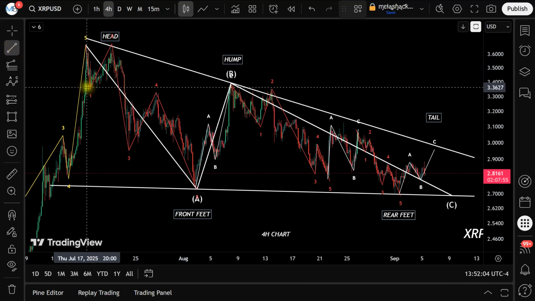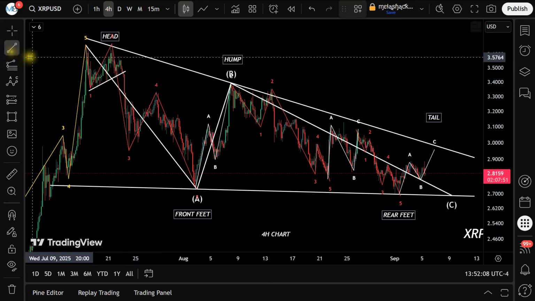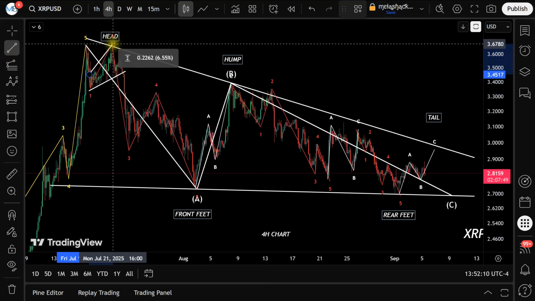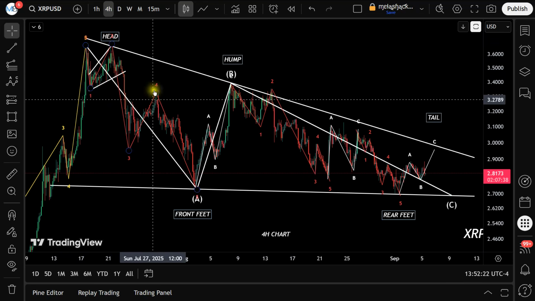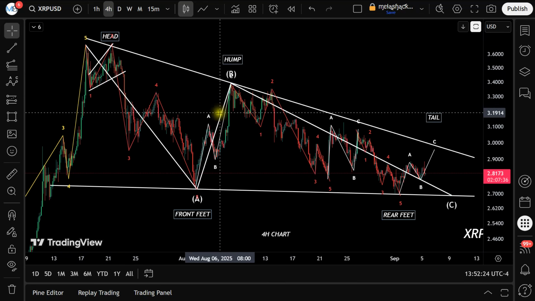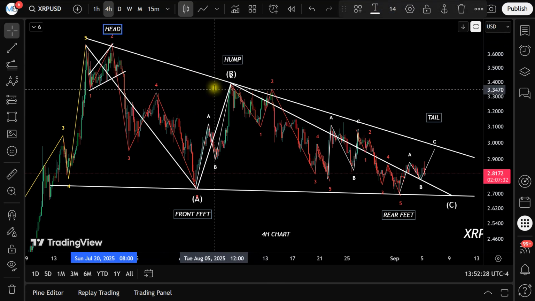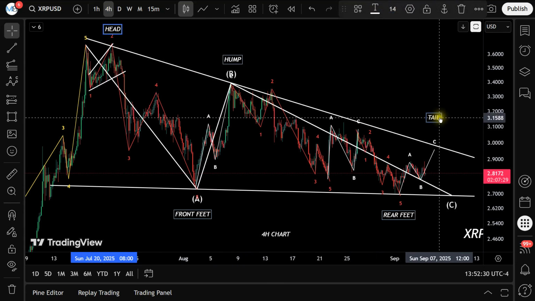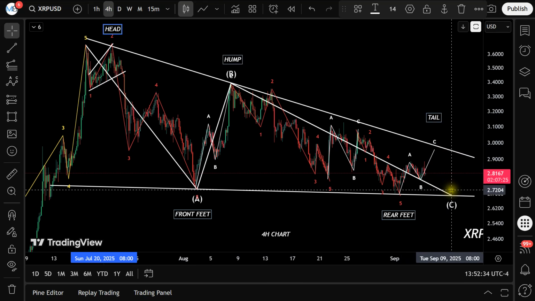Now when looking at this area here, where the head is on the dragon pattern, you can see that this was an expanding, broadening wedge coming down into this 5-wave move. But you can clearly see the head, the hump, the front feet moving into the tail, but this tail still has some work to do.